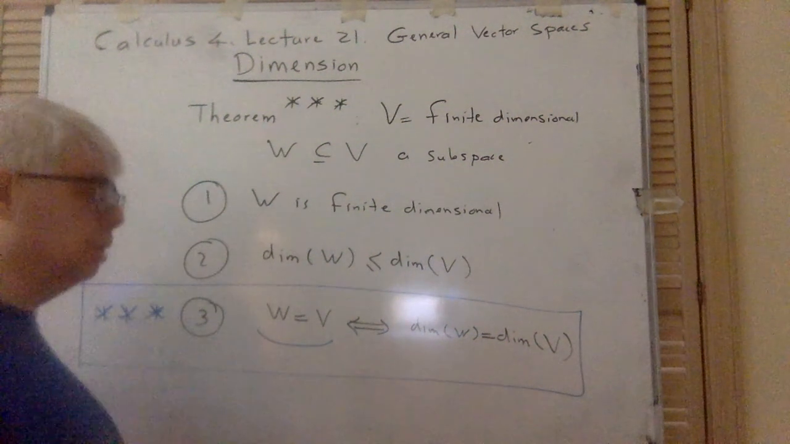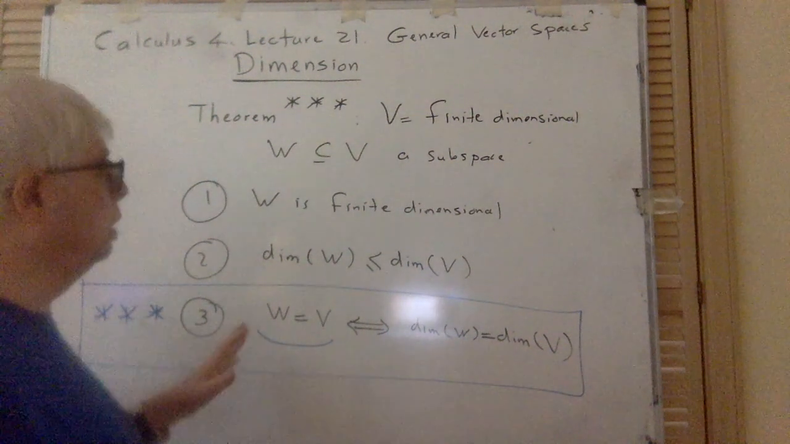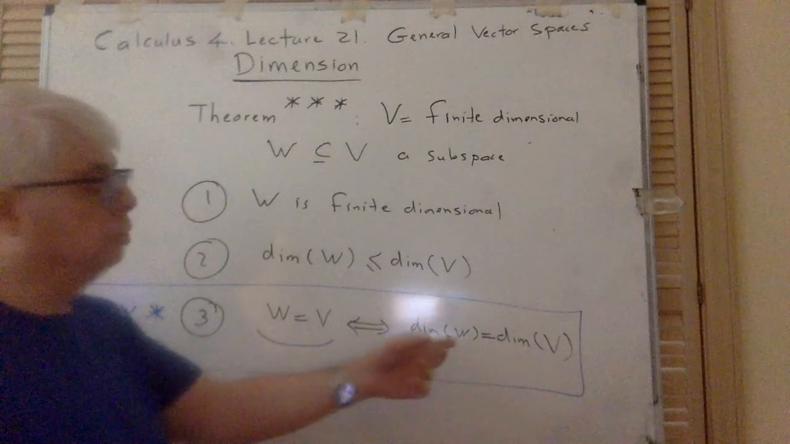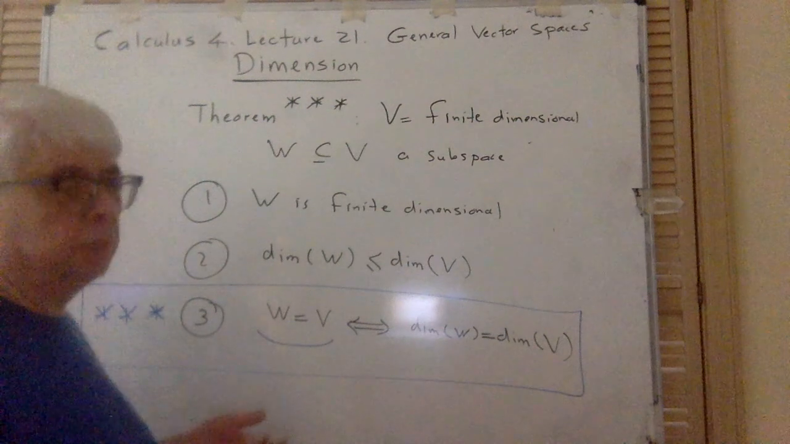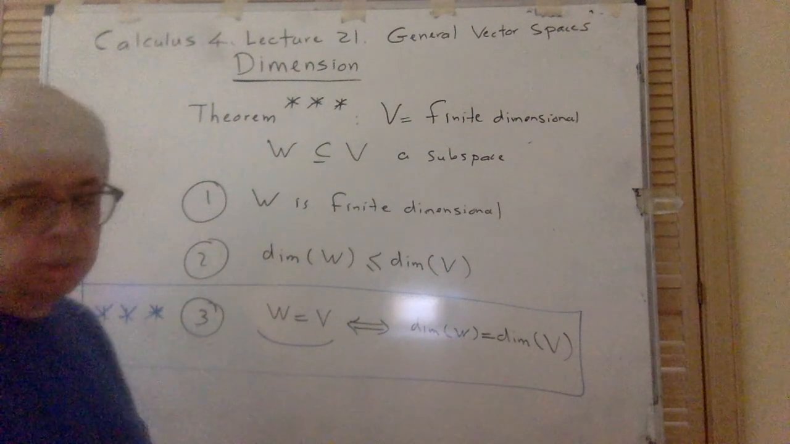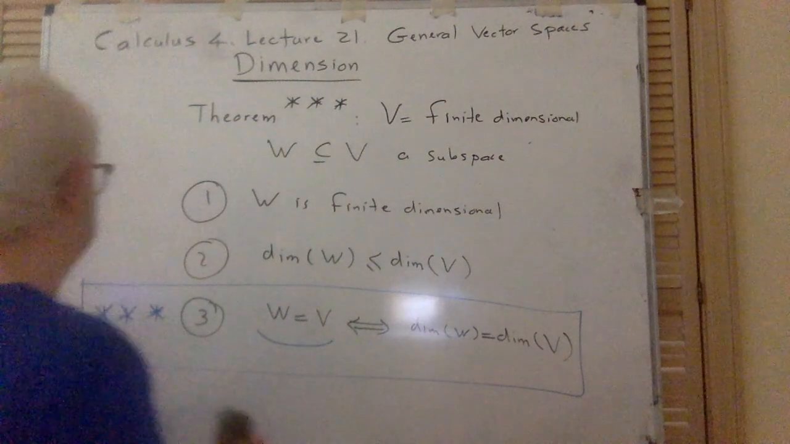It also shows something else that's not in this course, but anyway, it shows that if this happens, then W and V are in a sense isomorphic. They're like the same vector spaces. They might be from two different, say, planets, but they are the same vector spaces.